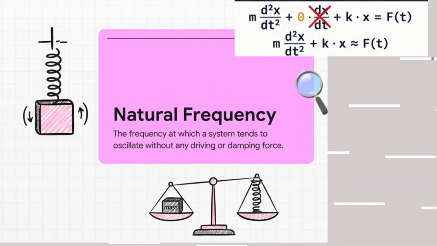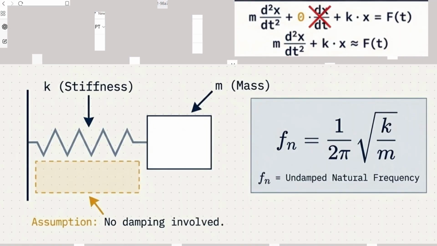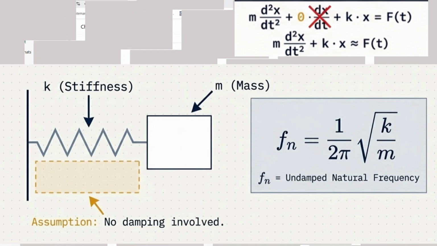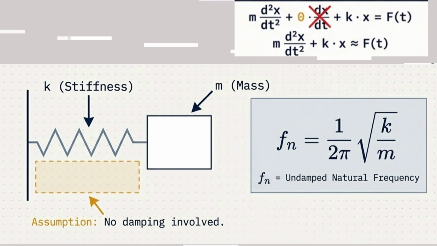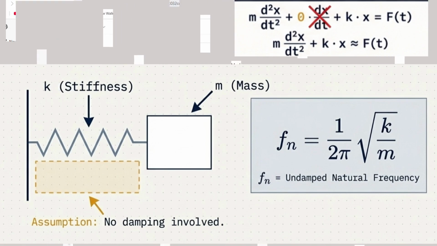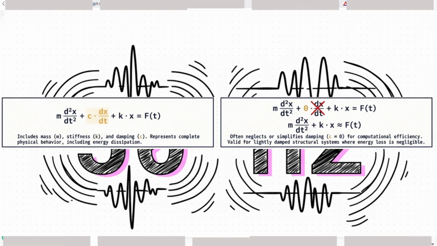We know that the natural frequency of this system is 1 by 2 pi root over k by m. And in this we assume there is no damping involved. So we are neglecting the c term here in our equation of motion.